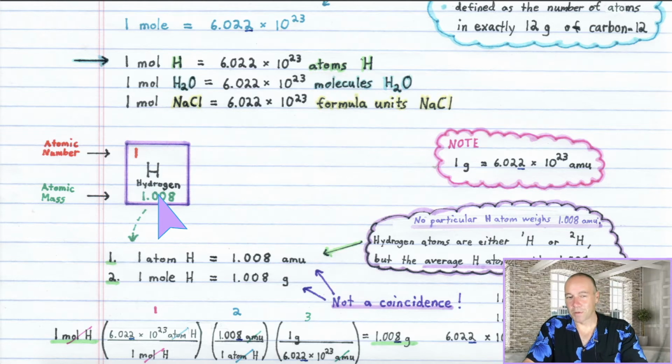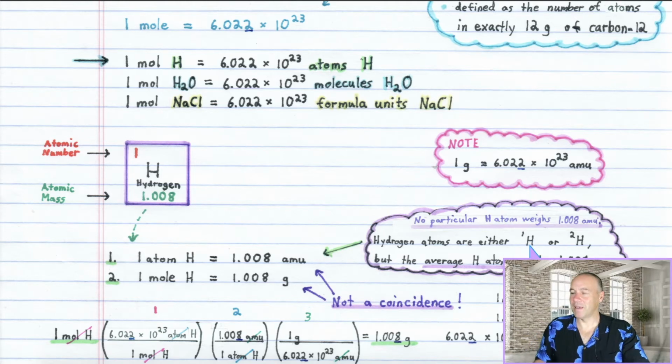Now, in Chapter 2, we interpreted the number to be the atomic mass, but it actually has 2 interpretations. Let's recall from Chapter 2 that we interpreted it as the atomic mass, and so 1 atom of hydrogen weighs 1.008 atomic mass units. Now, of course, no particular hydrogen atom actually weighs that much, because hydrogen atoms are either H1 or H2 isotopes. So they weigh close to 1 atomic mass unit or close to 2. But the average hydrogen atom weighs that much. And that's because there's more abundance of the H1 isotope.